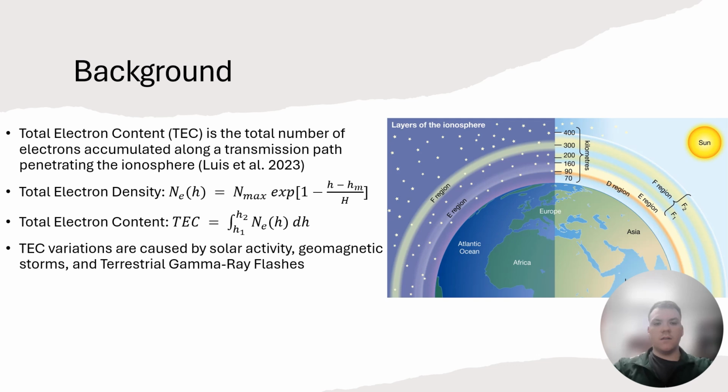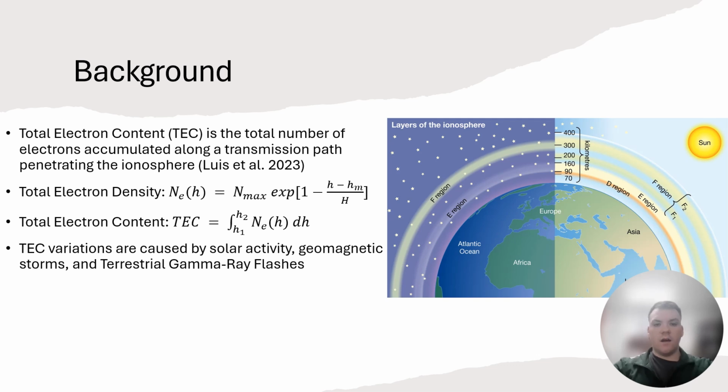For the total electron density, it's given by an equation here, where N max is equal to the peak electron density at a maximum height. H is the height, Hm or H max is the height of the peak electron density, and capital H is the scale height, which is the height of the ionospheric region.